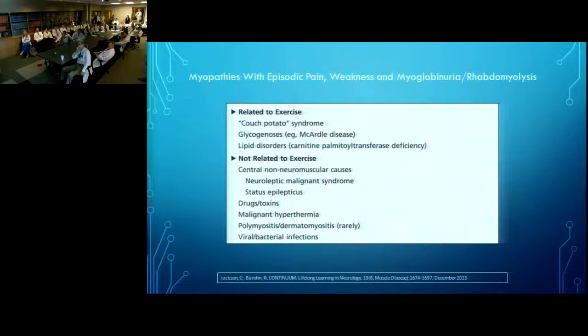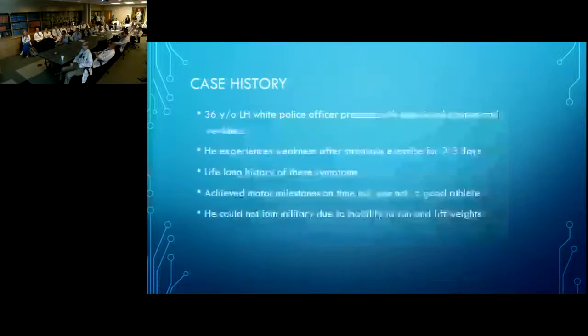Now I'm going to switch gears a little bit and present a case which is related to this slide that I'm showing you, a patient who had episodic weakness and pain. I saw this patient about 2 years ago. He was referred to me by a nephrologist in Mountain Home because he had repeated weakness with high CK levels, diagnosed with rhabdomyolysis.